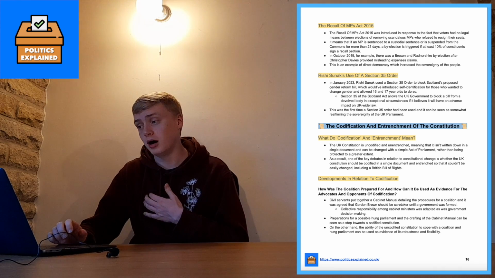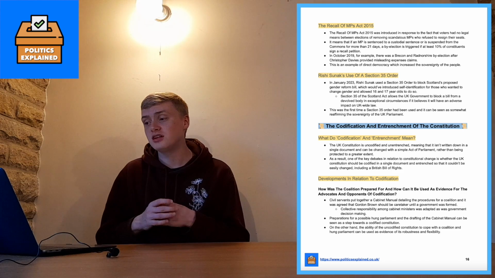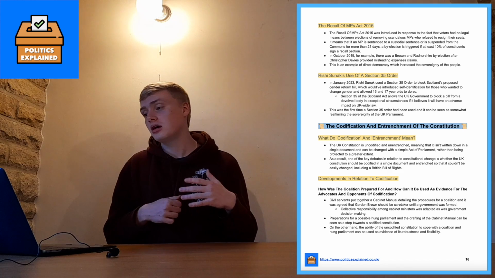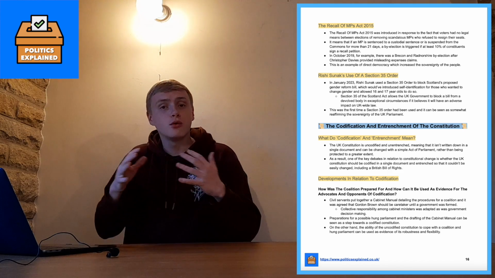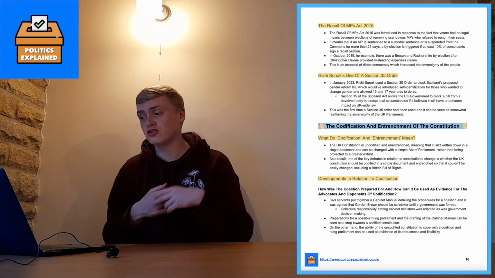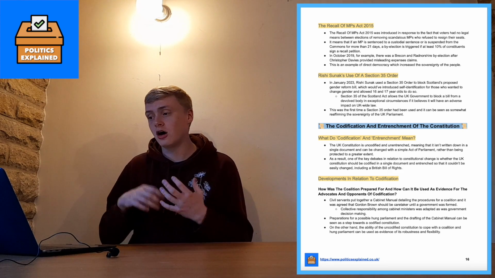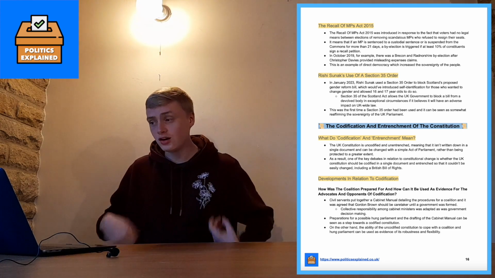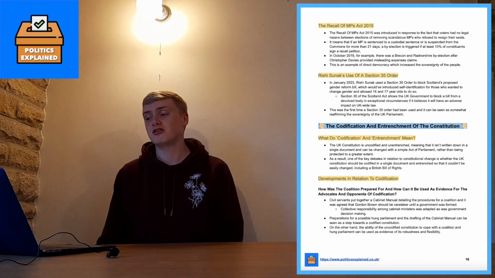Collective ministerial responsibility among cabinet members was also adapted, as was government decision-making. Preparations for a possible hung parliament and the drafting of the cabinet manual can be seen as a step towards a codified constitution because it was written down. On the other hand, it can be seen as an argument for an uncodified constitution, as the ability of the uncodified constitution to cope with a coalition and a hung parliament can be used as evidence of its robustness and flexibility. So what I'm going to look at now is arguments for the codification of the Constitution.